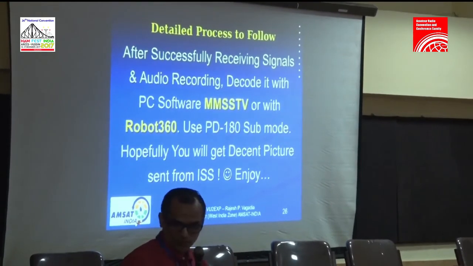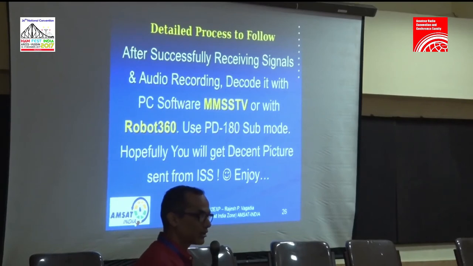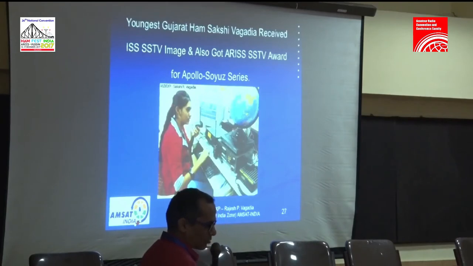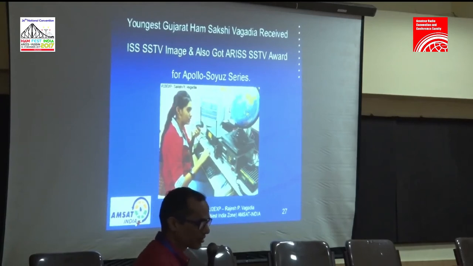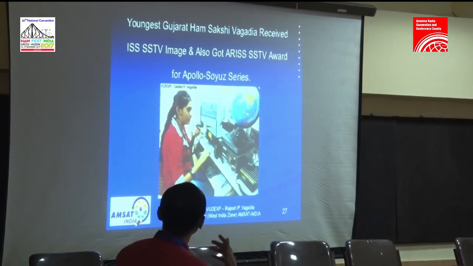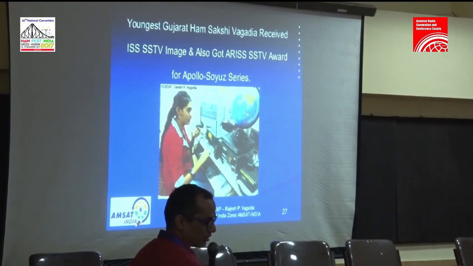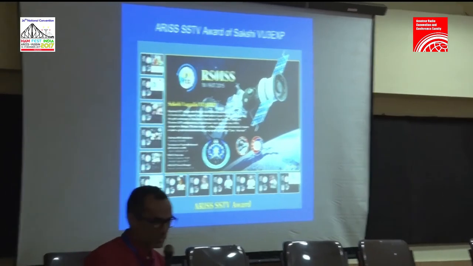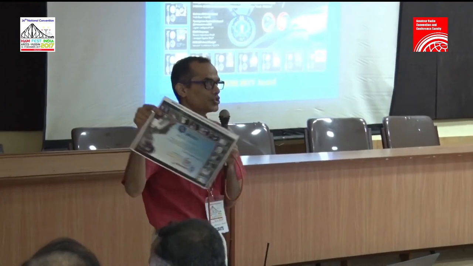I'm using my Android-based application only, but whenever I'm in my ready state, I also always try to use SSTV. Hopefully, you will get a decent picture from ISS. So these are some pictures and awards we are getting from ISS. As I said before, my daughter is also a good ham and is learning hamming. And she also got an opportunity once and tried to grab the picture from ISS. Her call is VU3EXP, very similar to mine. These are some awards I received from ARISS, Amateur Radio on the International Space Station. These are the actual awards.